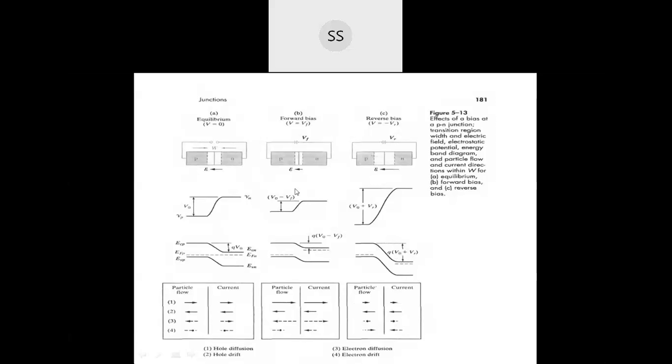So therefore, it is not only the width of the space charge region. At the same time, the electric field is also reduced and increased. At the same time, the energy band diagrams. Coming to the energy band diagrams, here also the difference between the levels is reduced in case of forward biasing, and the separation is increased by an amount equal to VR in case of reverse bias conditions.